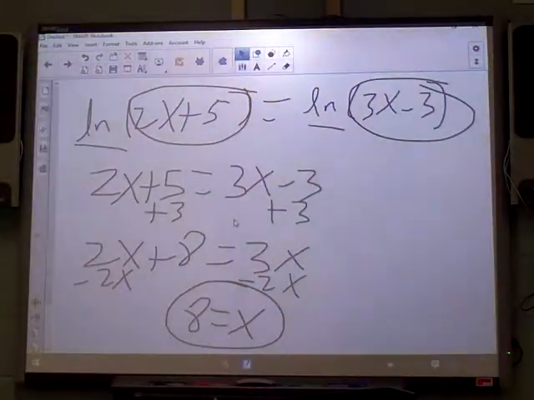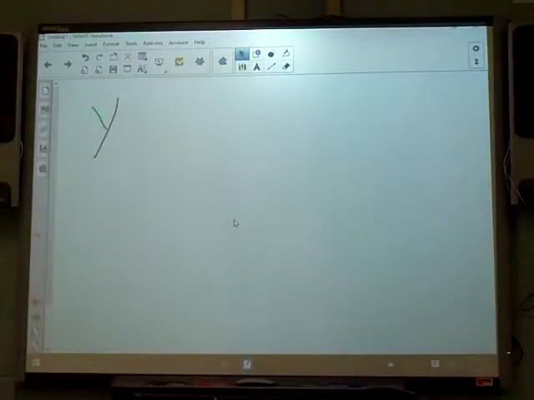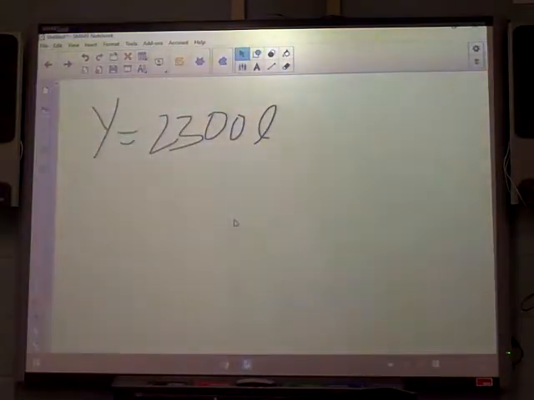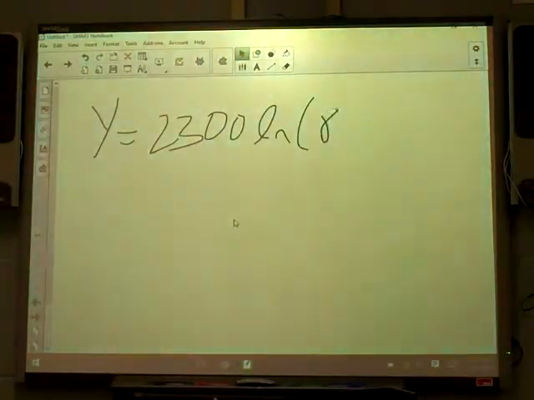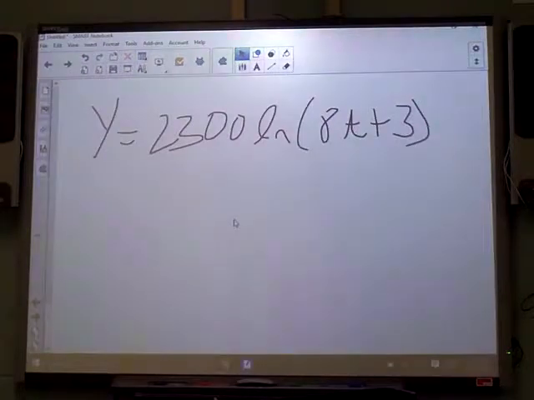On number 18, the number of new chainsaws sold T years after the introduction of a new model is given by the function y equals 2300 times the natural log of 8t plus 3. How many chainsaws will be sold 5 years after the new model? And then you got to round to the nearest whole number because you're not going to sell a part of a chainsaw. We're selling the whole chainsaw.